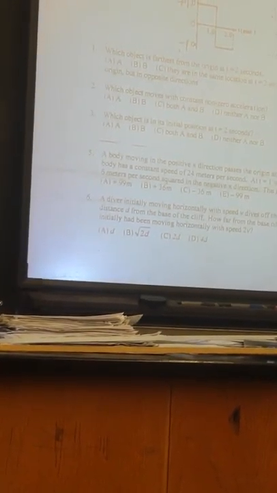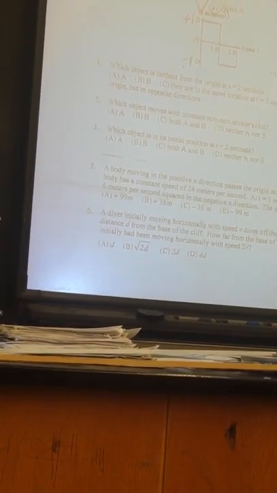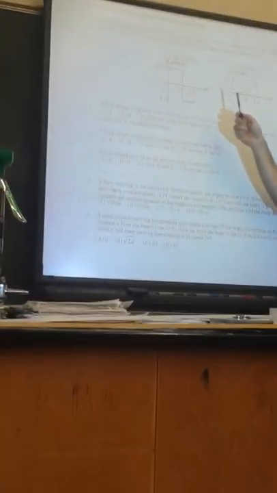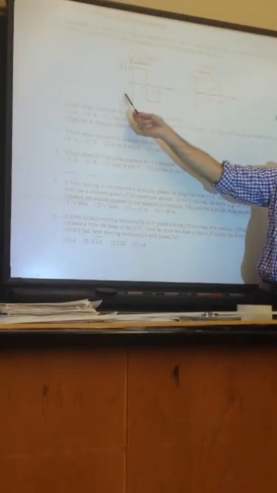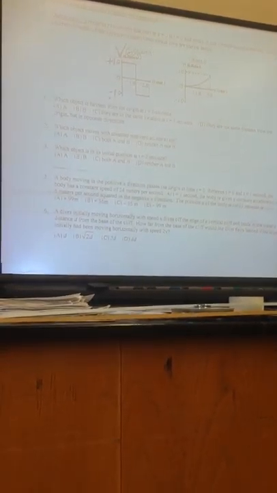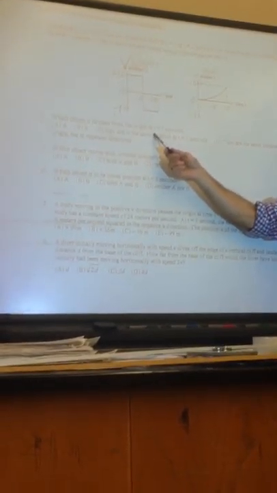Right? But we know that the slope of this graph is what? What does the slope of a velocity versus time graph tell us? The slope of a velocity versus time graph is the acceleration, because it's your change in velocity over your change in time. But here we're not asked about acceleration, we're asked about the position. Where are they? So let's think about it the other way.